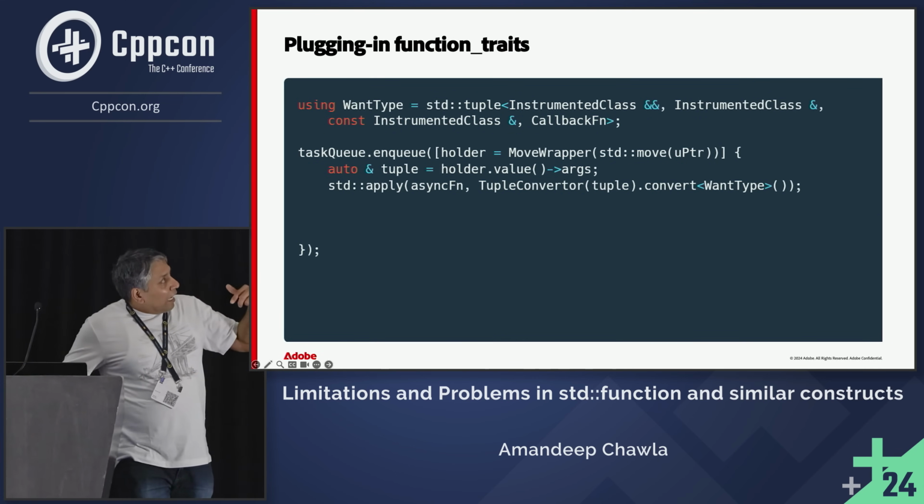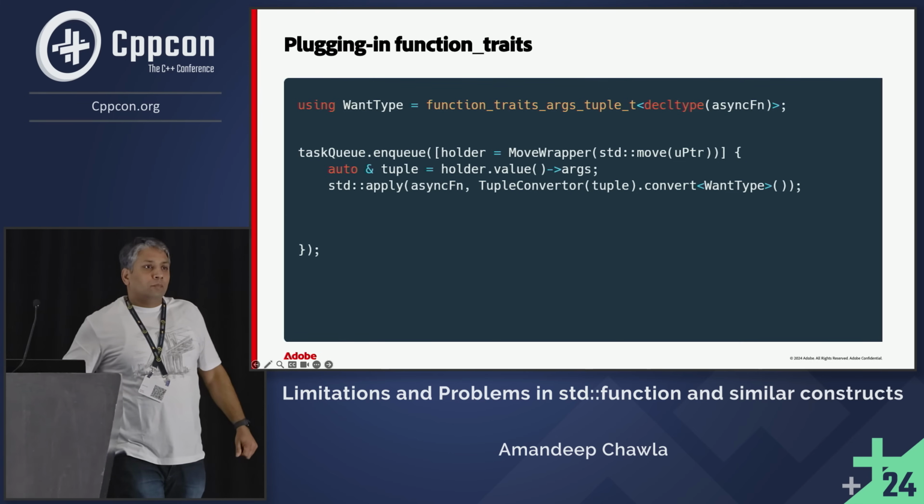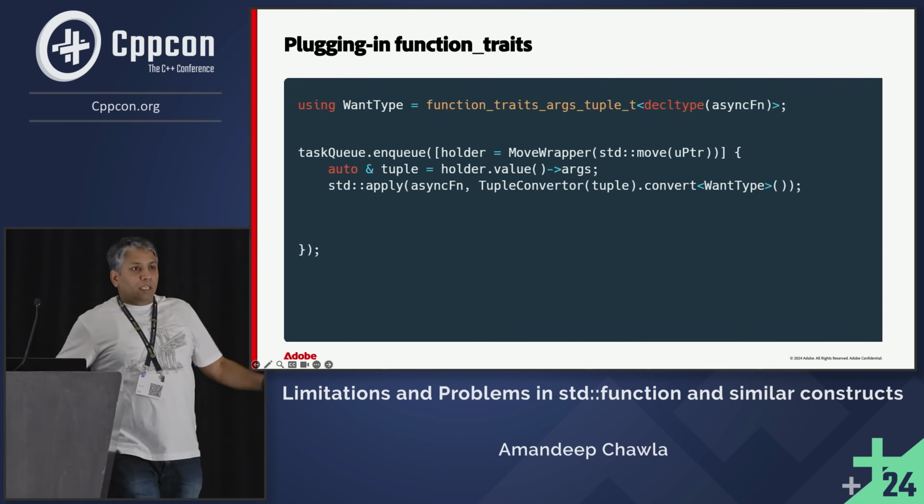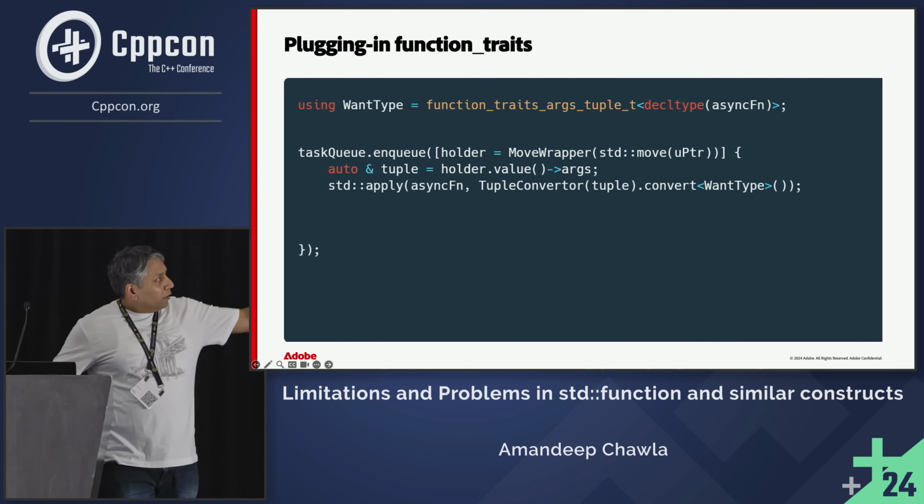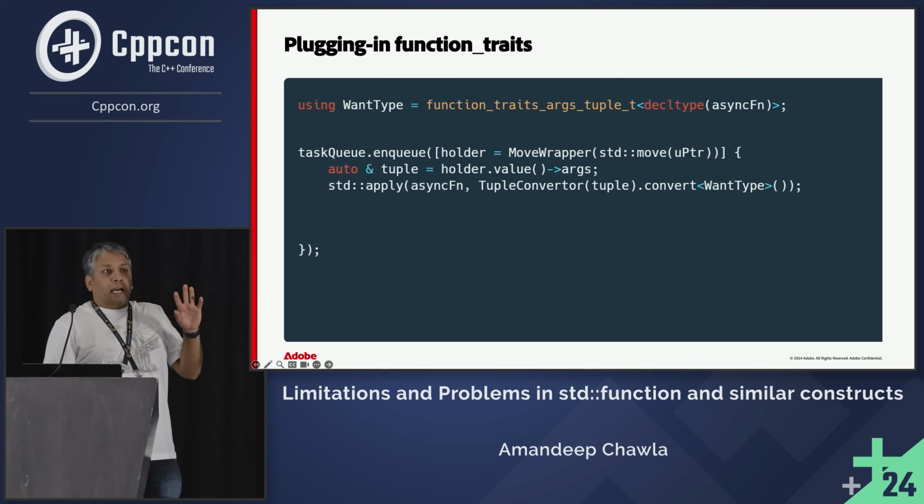So now plugging that in, this is the old code we have. I don't have to write types. I just say, go deduce it for me, find the want type, use it, use the tuple converter to do it for me, and I'm done.